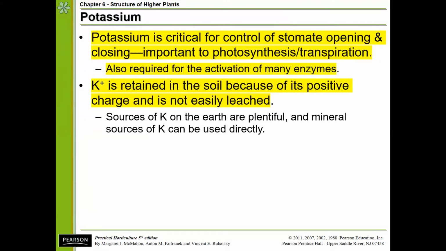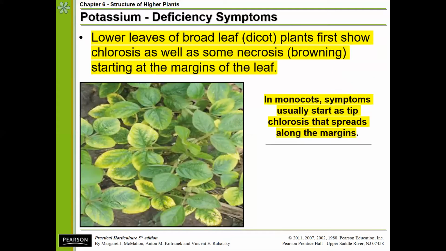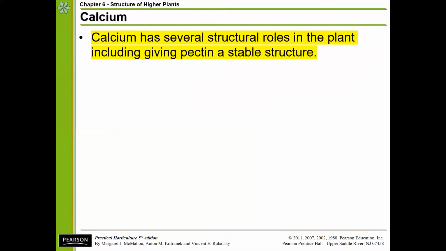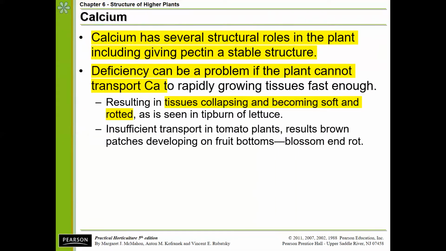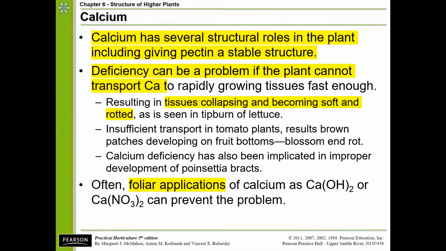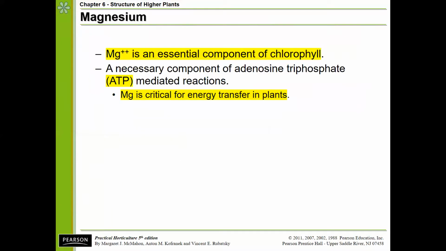Potassium, important for transpiration because it controls the opening and closing of stomata, and can appear as chlorosis and necrosis. It starts at the margins of the leaves in dicots, and then in monocots starting at the tip and then along the margins of the leaves. I think you guys are good on the calcium, but again, think of calcium in plants kind of how it is in people. It's for the structural components, tissues.